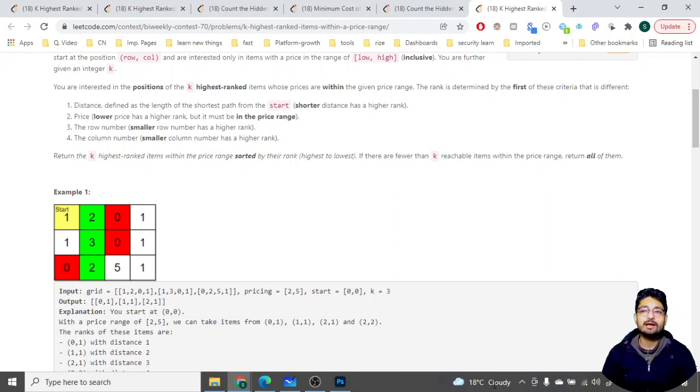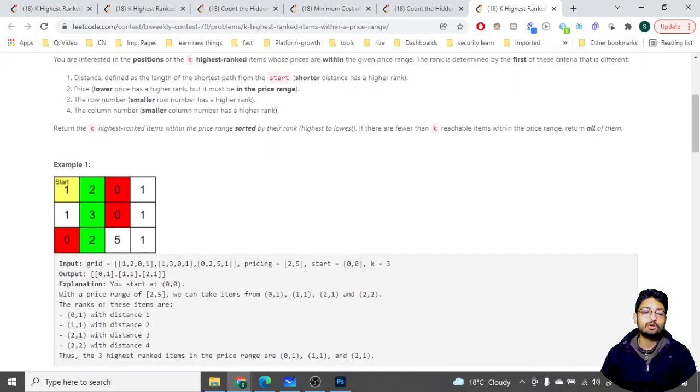Second is the price. If two items are at the same distance, the one having the lower price is given a higher rank. If they also have the same price and the same distance, then the one having the lower row number is given a higher rank, and if they have the same row number also, then the one having the smaller column number is given a higher rank. That's the order. Then you have to order all of these blocks and print out the k highest ranked elements in sorted order.